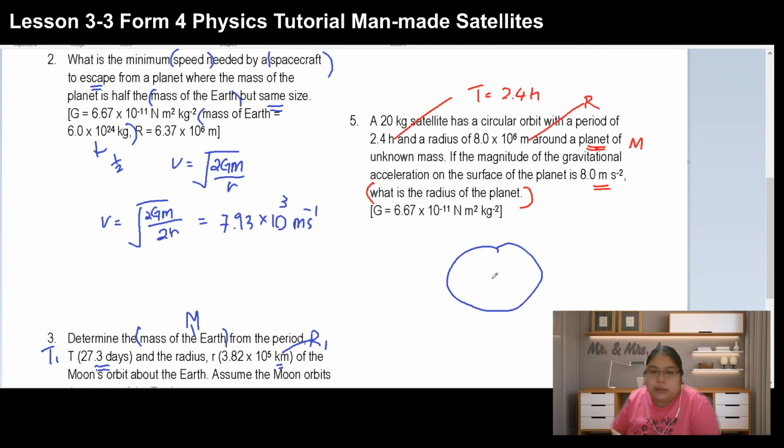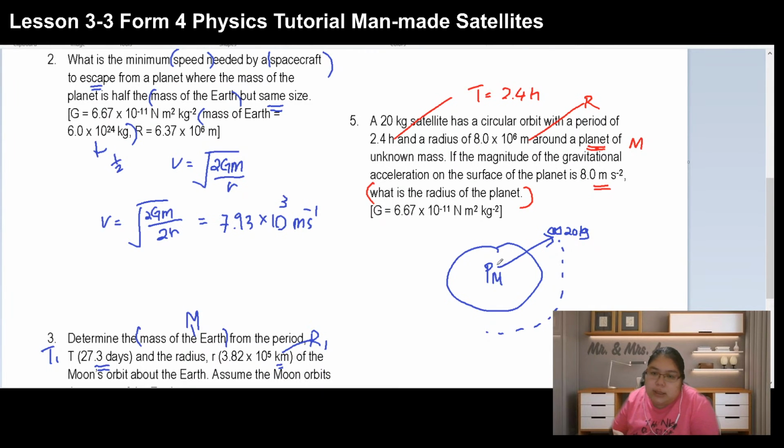Okay, this one is a planet. The mass we don't know. After that we have one of the satellites, 20 kilograms, with circular orbits, with a period of 2.4 hours. The radius of the orbit is 8 around a planet of unknown mass. Okay, so we take this one.